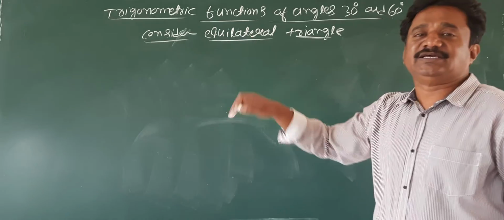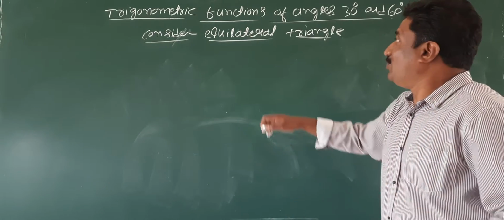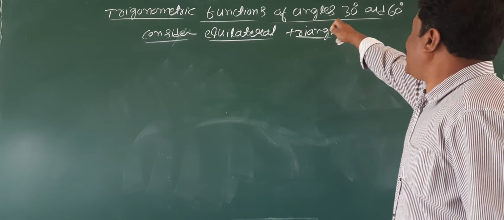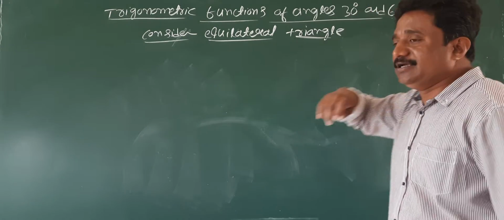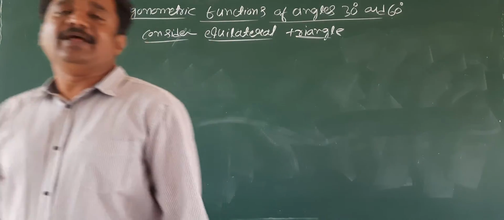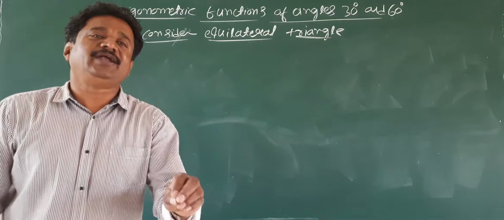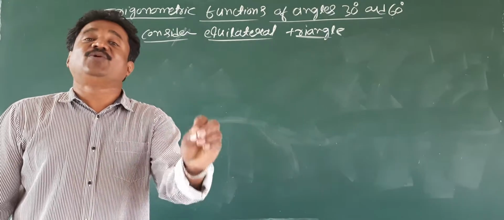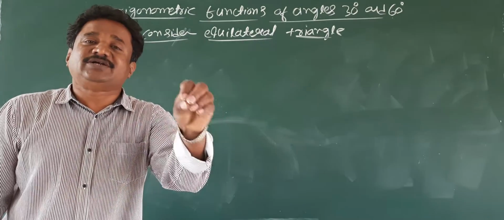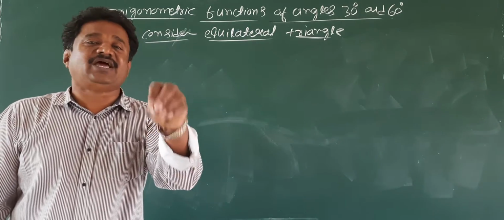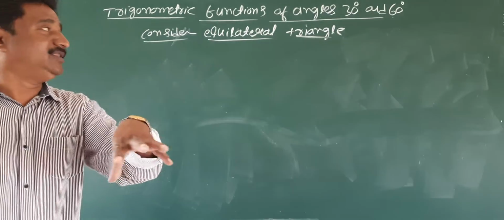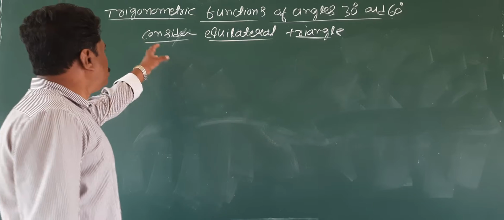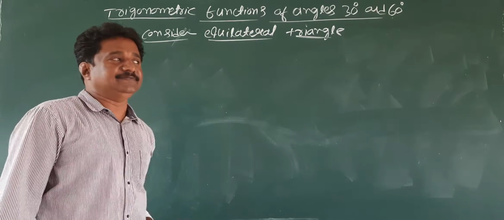Now today in this class, let us have a discussion about trigonometric functions of angles 30 degree and 60 degree. I mean, let's go for finding sin 30 degree value, cos 30 degree value, sin 60, cos 60, tan 60, like that. To get that, you should use equilateral triangle.